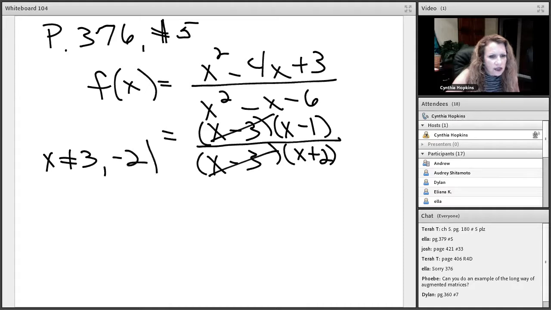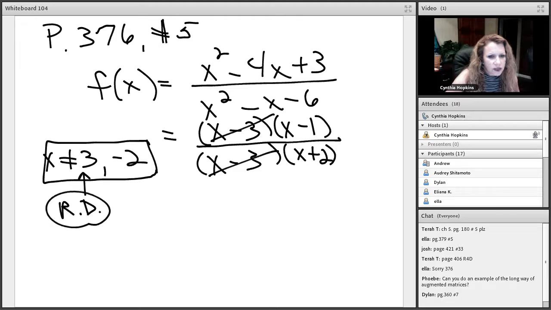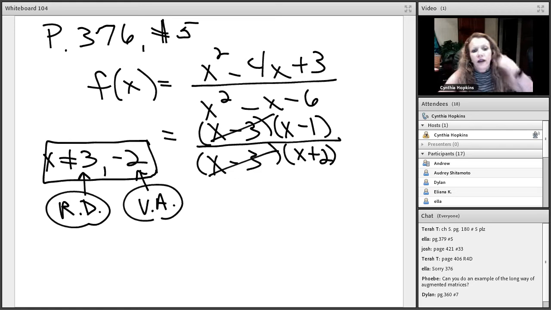Those are my excluded values, and then I'm going to tell which feature will happen at each one. At x does not equal 3, that's going to be a removable discontinuity. I'm just going to put RD for removable discontinuity. And then at negative 2, I'm going to have a vertical asymptote. The difference between those two, even though they both had factors in the denominator, is that the x minus 3 factors got canceled or removed. When I say removed, it makes me realize, oh yeah, that's removable discontinuity. All right, so here is my simplified fraction that I'm boxing in red.